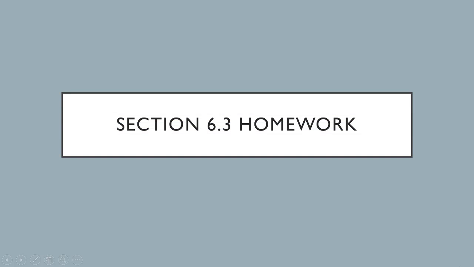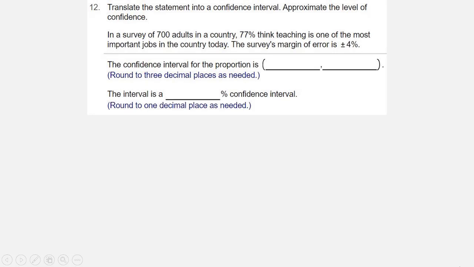We're looking at homework from section 6.3. This is question number 12. Translate the statement into a confidence interval. Approximate the level of confidence.